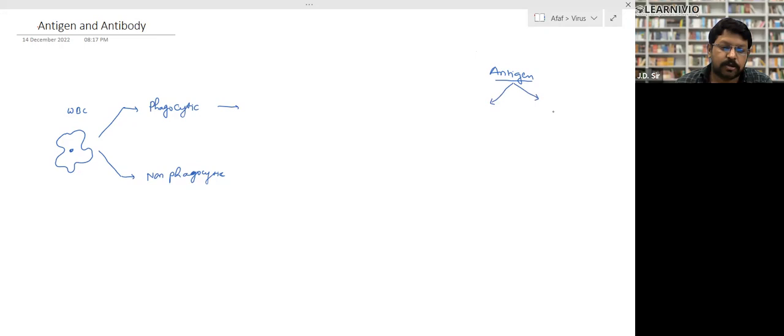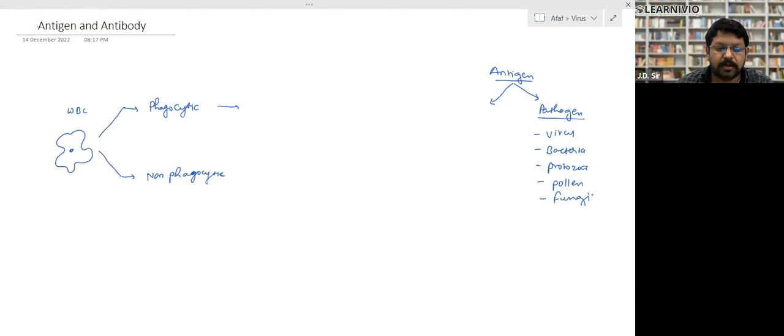So, there are certain antigens which are pathogens. Living antigens are basically pathogens. That may be virus, that may be bacteria, that may be protozoa, that may be pollen grain, that may be fungi.